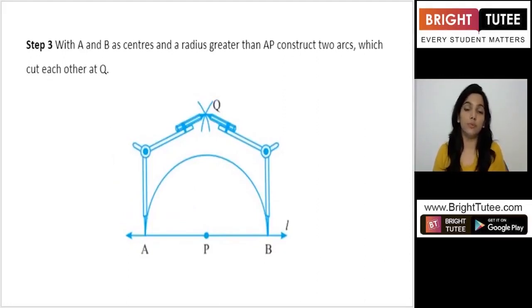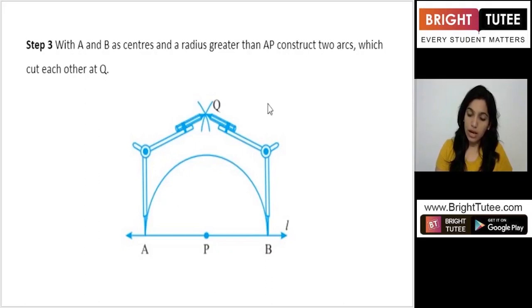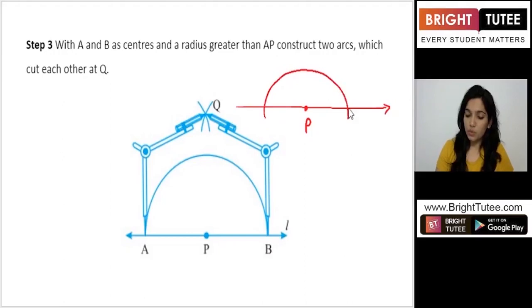Now what you need to do? No, you don't need to take two compasses. It's just the drawing. With A and B as the centers and a radius greater than AP, you need to construct two arcs which cut each other at point Q. Okay, let's see this again. First of all, when you have taken a straight line L, you mark the point P on it, right? Then with any convenient radius, you have made an arc here which intersects at point A and point B.